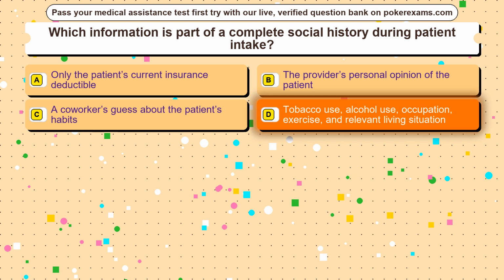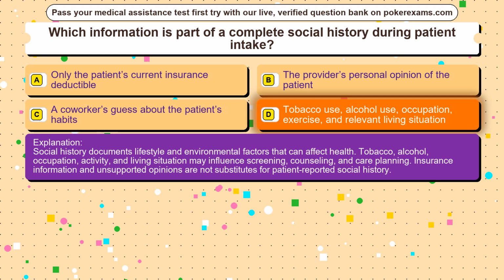The correct answer is option D, tobacco use, alcohol use, occupation, exercise, and relevant living situation. Social history documents lifestyle and environmental factors that can affect health. Tobacco, alcohol, occupation, activity, and living situation may influence screening, counseling, and care planning. Insurance information and unsupported opinions are not substitutes for patient-reported social history.